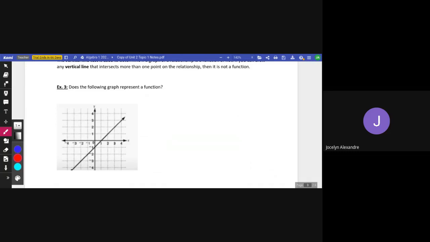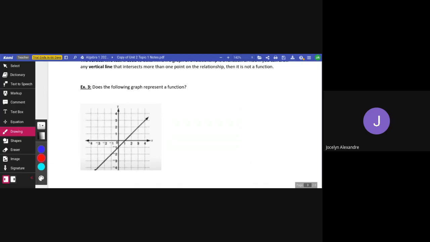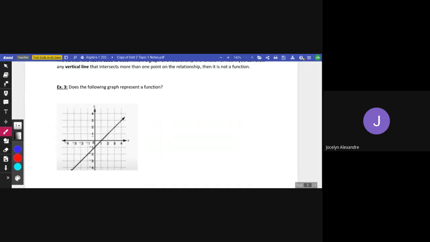So the way you're going to want to think about this is, if I were to draw a vertical line anywhere on this graph, literally anywhere, does the graph of the line intersect it only one time? So let's look at this first vertical line I drew here. This line only intersects the graph of my function right there. So that's only one time, so that's good. My next line only intersects right there, so that's good. My next line only intersects right there, so that's good.